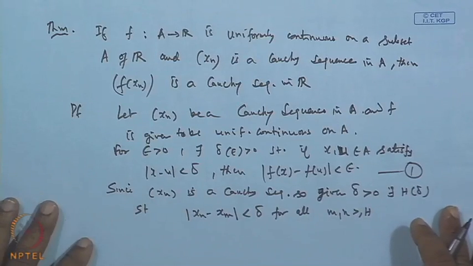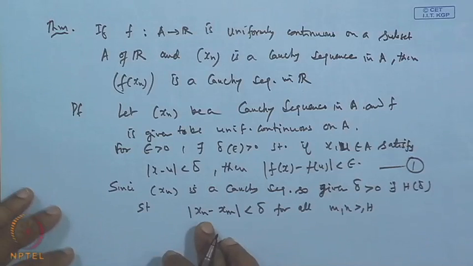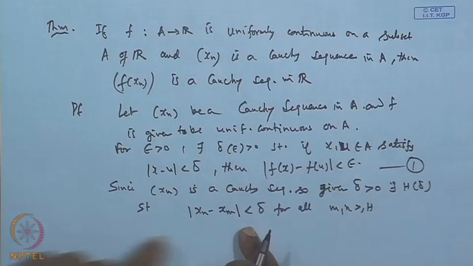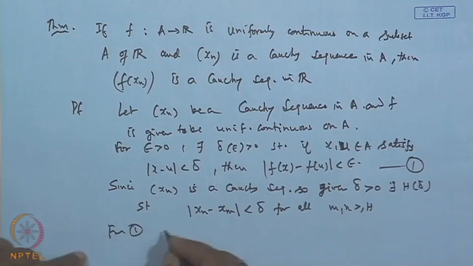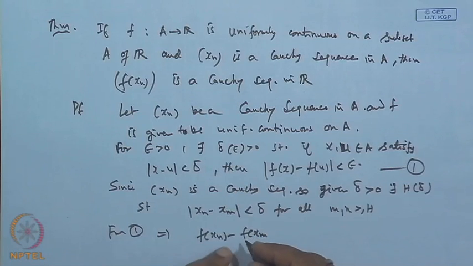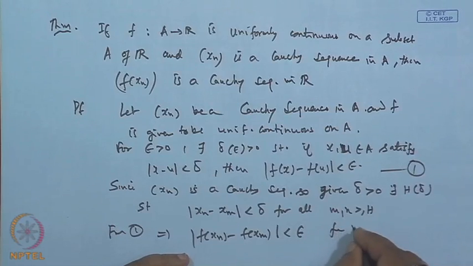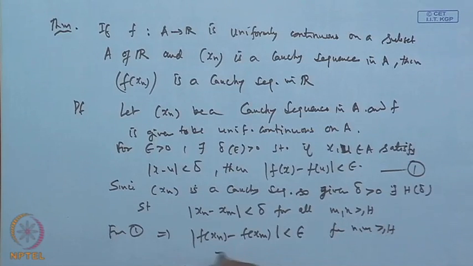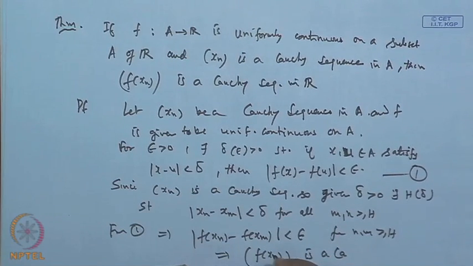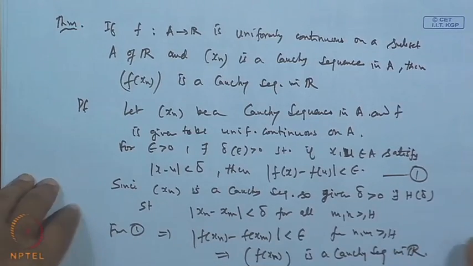This is 2. Okay. Now, by the same choice of delta, since x n is Cauchy, if you take x equal to x n and u equal to x m, then from 1 it follows that mod of f of x n minus f of x m will be less than epsilon for all n, m greater than or equal to h. This shows the sequence f of x n is a Cauchy sequence in R. So, that proves the result.